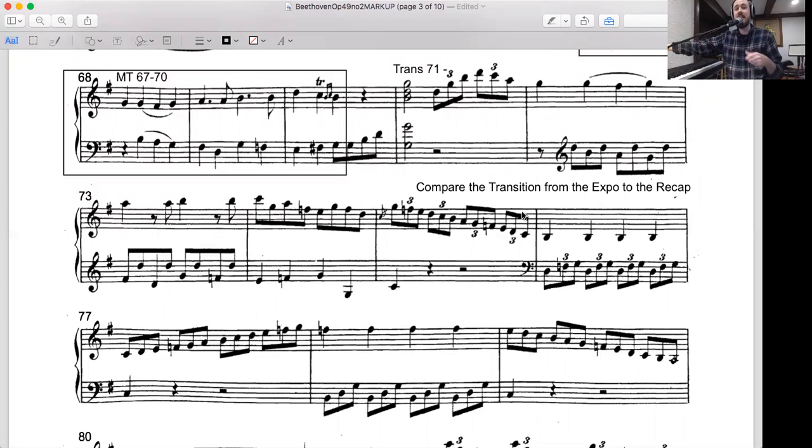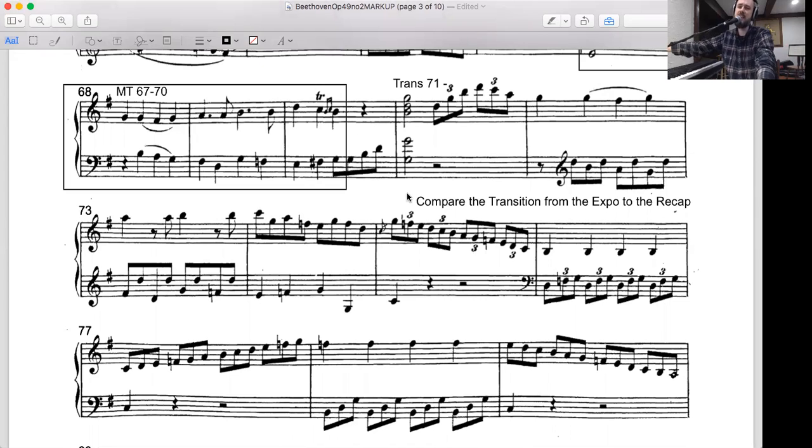So one question would be something like, describe a way that the transition in the recap is the same as the transition in the exposition. Tell me one way that it is the same. And so let's think about this one. What could we say about a way that the transition is the same between the exposition and the recap?